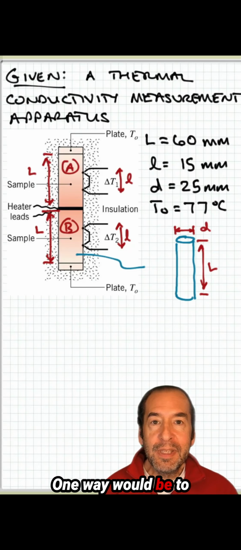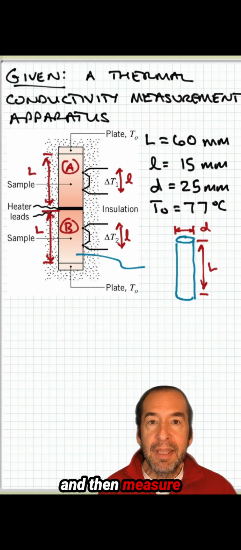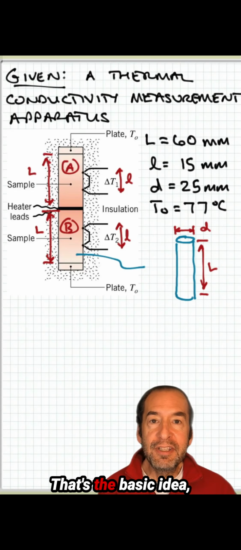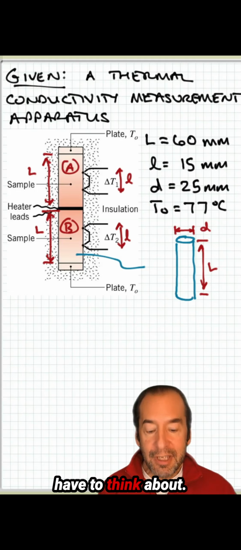One way would be to impose some known heat flux or heat flow and then measure the temperature distribution or the temperature gradient inside the material. And from there, with Fourier's law, one could solve for the thermal conductivity. That's the basic idea. But in practice, there are some things that you have to think about.